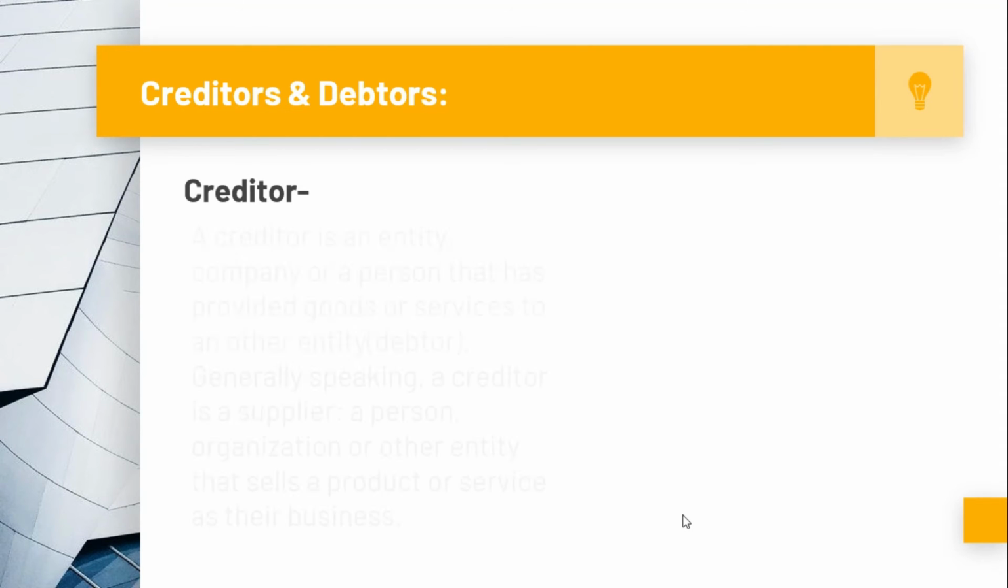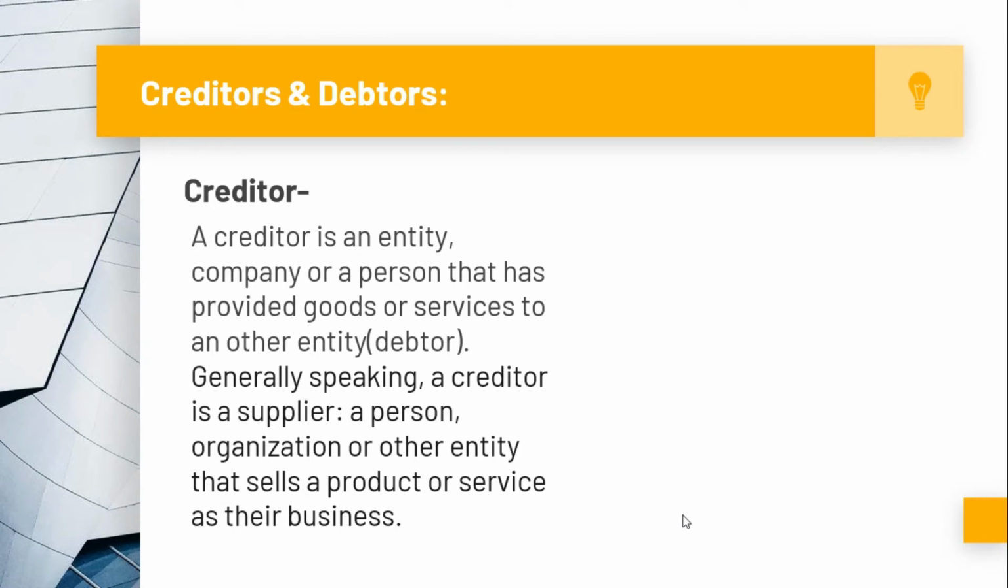First, let's understand what is a creditor. A creditor is an entity, company, or a person that has provided goods or services to another entity who is the debtor. So now let's again take the example that you are a laptop manufacturing company and you need to buy the raw materials. The person who is going to supply the raw materials to you is your creditor and you have to pay money to him.